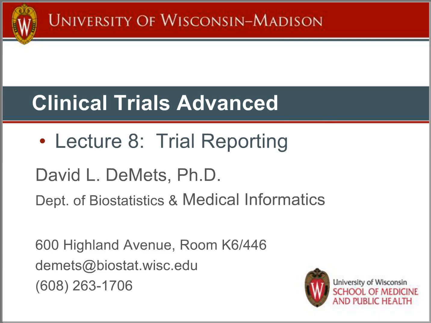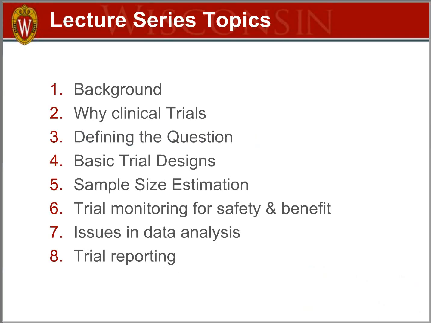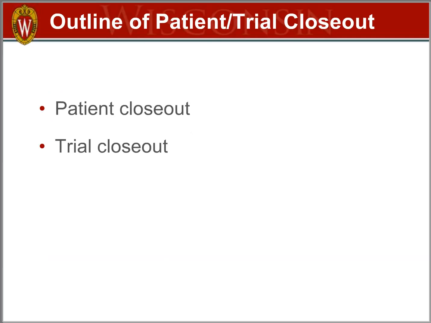In today's lecture, we're going to focus on the issues of closing out the trial and reporting those results in the literature. So we're going to first cover the issue of patient and trial closeout. Both of these topics are important because it's tempting when one gets to the end of a trial to rush to the publication, to the presentation, and forget about some of the details that need to be taken care of in the final stages of the trial.